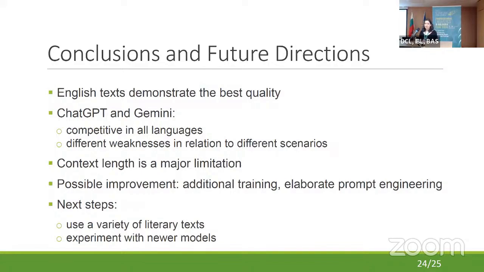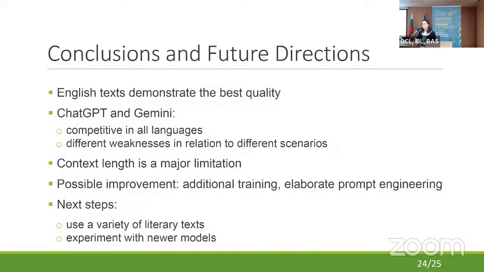Context length has been confirmed to still be a major limitation, as some texts were not possible to work with due to their length. And then possible ways to improve performance, because this study was meant to test the current or native performance of the models. Additional training, such as training on literary texts, then more elaborate prompt engineering.